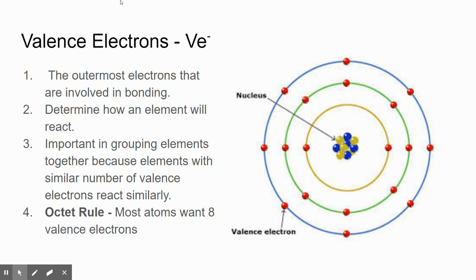And this is kind of why we actually group the elements the way we group them, because elements in the same group have the same number of valence electrons, or really want to gain or lose the same number of valence electrons. They all want to have 8 valence electrons. There are some exceptions to that rule, but for the most part, they want 8.